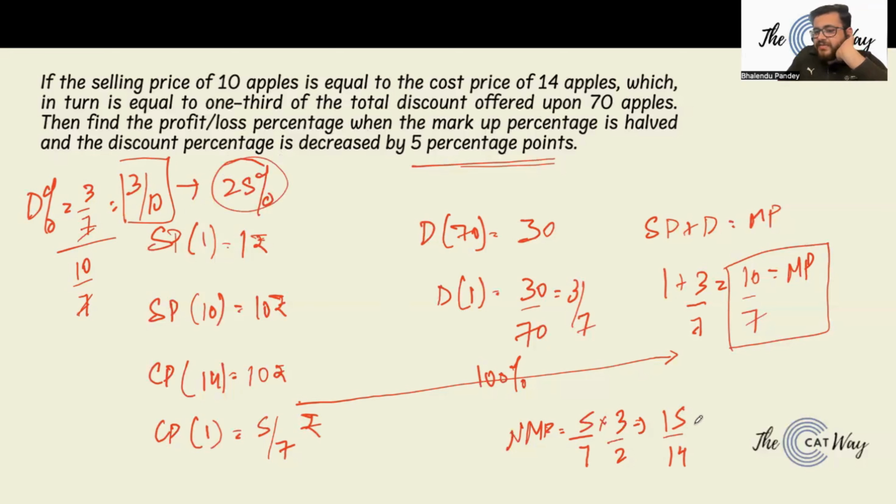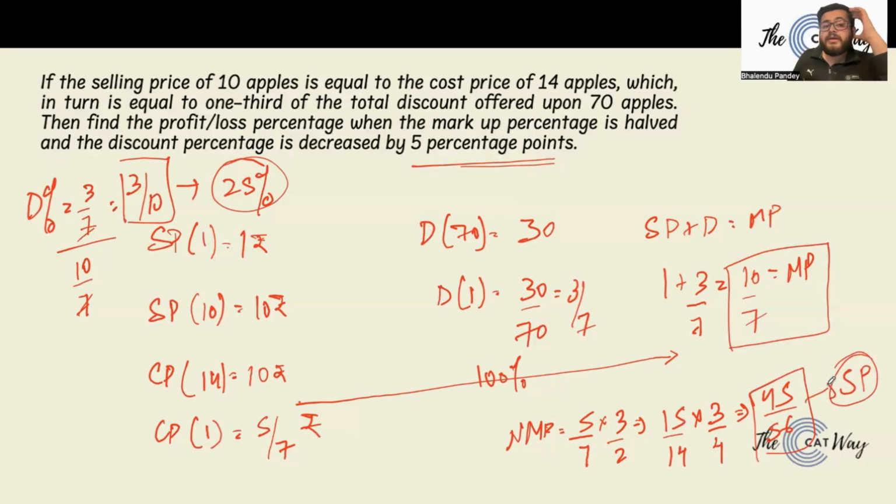So my new mark price is 15 by 14. If I give a 25% discount on this, that means my multiplying factor will become 3 by 4. So this will become equal to what? 45 divided by 56. So this is my new selling price, right? This is my new selling price, correct?